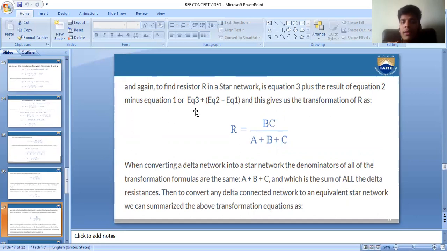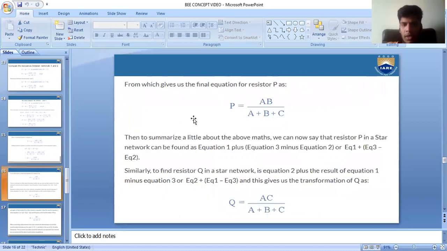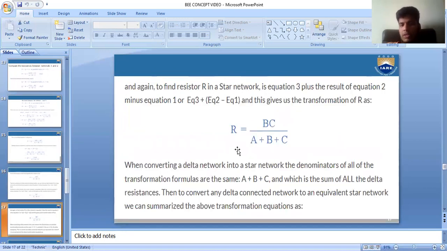And again, to find resistor R in a star network, it is equation 3 plus equation 2 minus equation 1, and this gives us the transformation of R as R is equal to BC divided by A plus B plus C. So firstly, there is no need to find all these three resistors. If we find only this P resistor, we can automatically write Q and R resistors also.